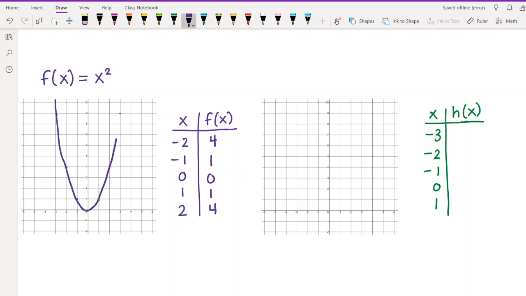So that is our original graph. And so this time we're going to make a new function, and let's call it h of x. And so this one is, instead of taking 1 and adding it to f of x, we're going to take 1 and add it to x. So basically what we're doing is, instead of adding 1 to the output, we're adding 1 to the input.